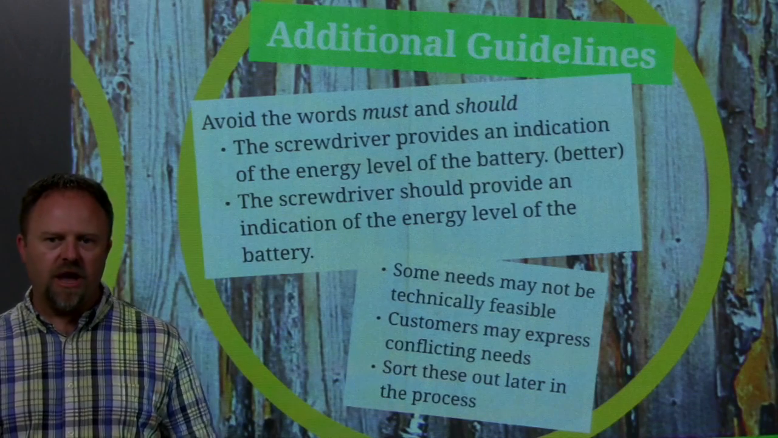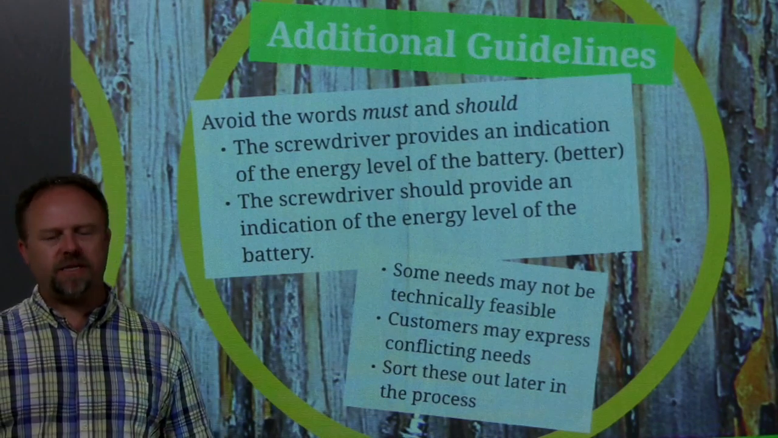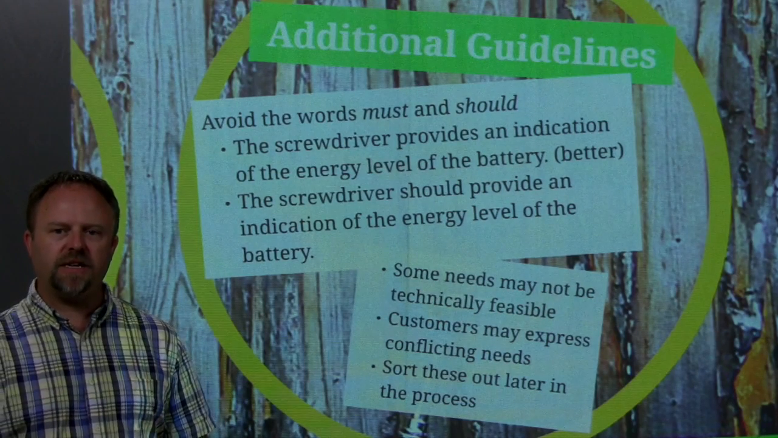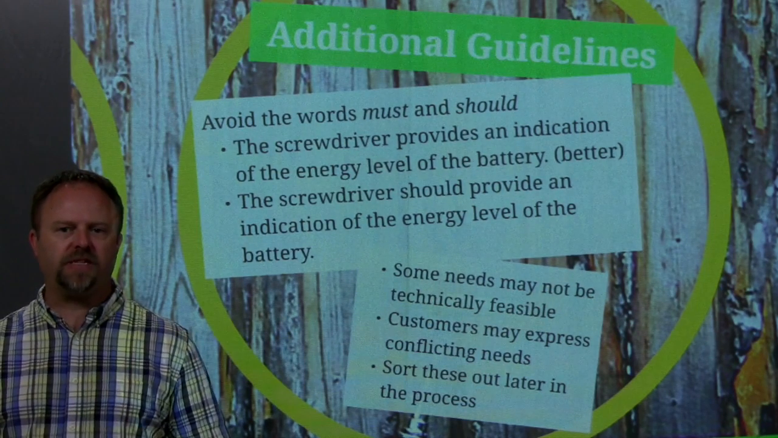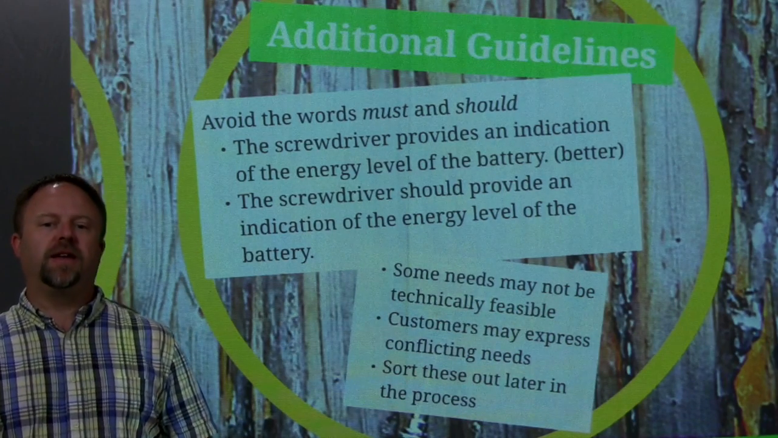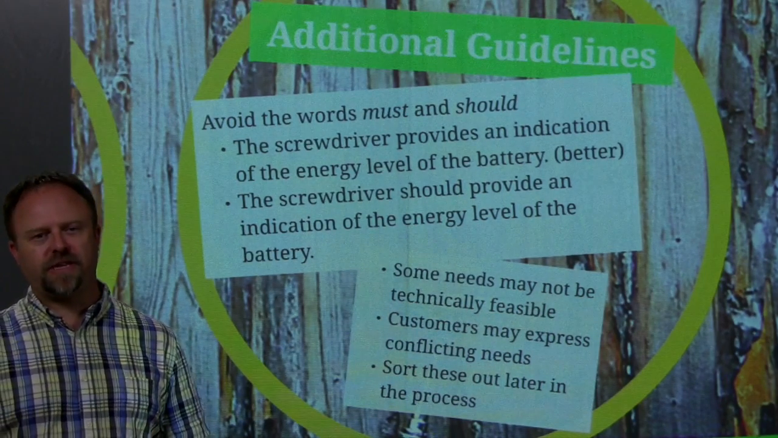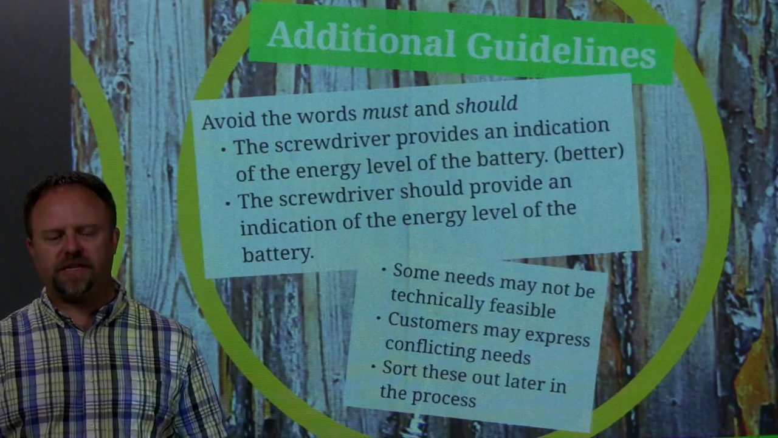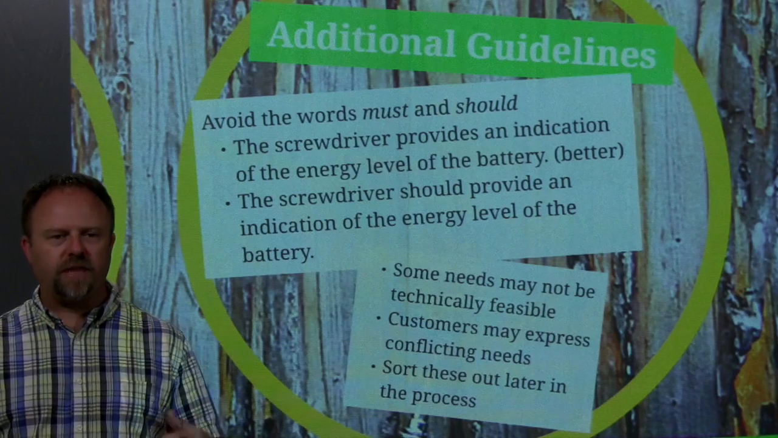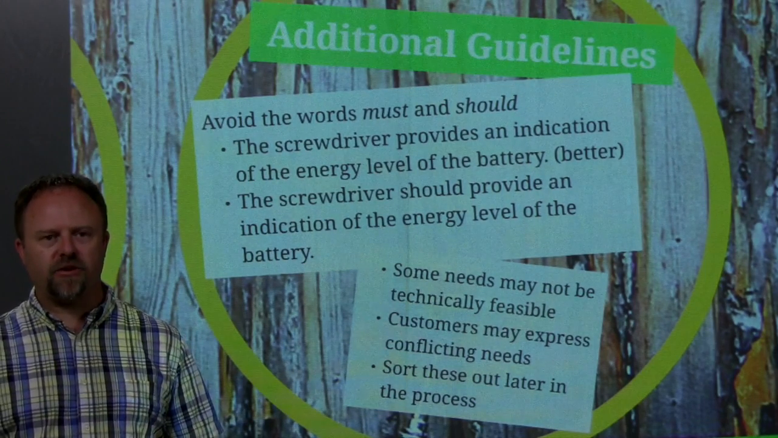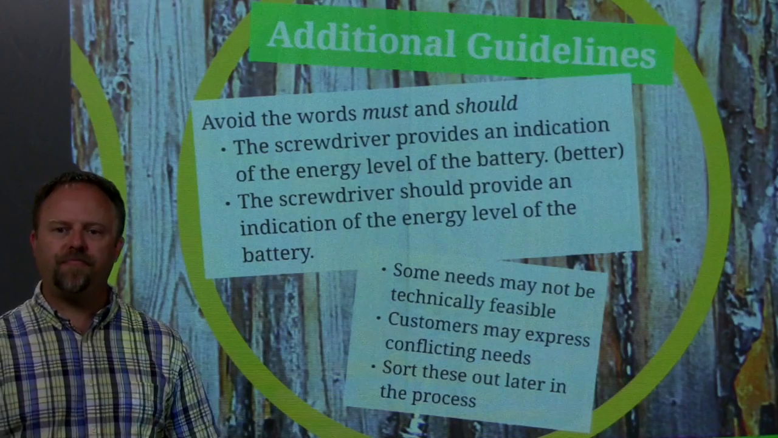Additional guidelines are we should avoid words like must and should, because then it gets a little ambiguous. The screwdriver provides an indication of the energy level of the battery is better than saying that the screwdriver should provide an indication of the energy level of the battery, because then it seems like, does it have to or does it not have to? By just stating something as an attribute of the product, later on we can make decisions on if we're going to meet that desired need or if we're not going to meet that desired need.